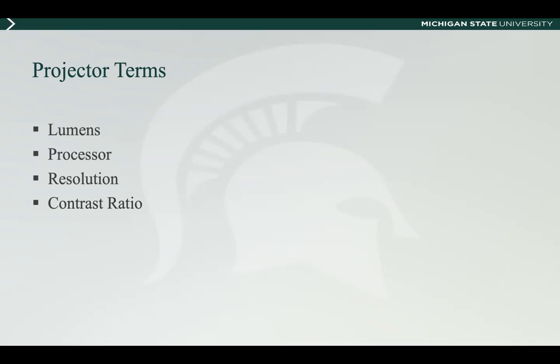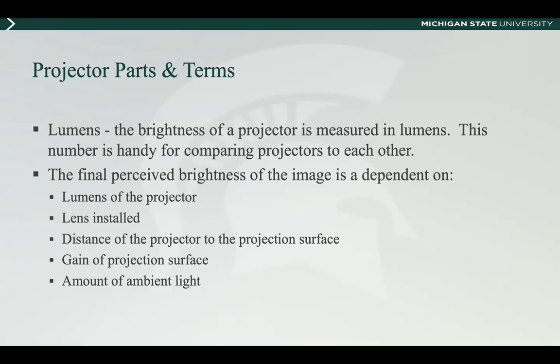And then lastly, I'm going to talk about projector terms. These are terms you'll hear projector people talk about a lot, and how we use projectors in the theater. So lumens, similar to lighting, is the brightness of a projector, and it's usually measured in lumens. So this is a number. This number is only handy in comparing projectors from one to another. So the lumens of a classroom projector will be a lot different than the lumens of a movie theater projector, right? So it's good to learn those terms.